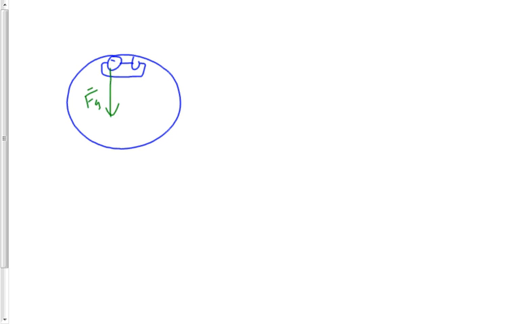There's Fg at the top of the circle acting downward. There's Fn at the top of the circle acting downward. Let's say F net is equal to Fg plus Fn. But when you're solving for minimum speed, this only happens when you're solving for minimum speed, Fn is 0.